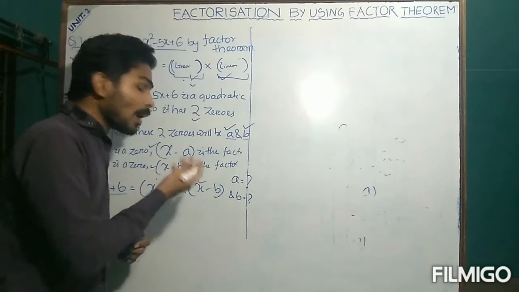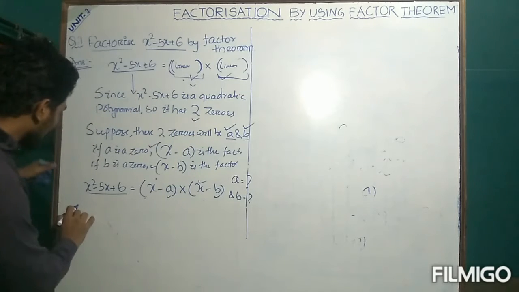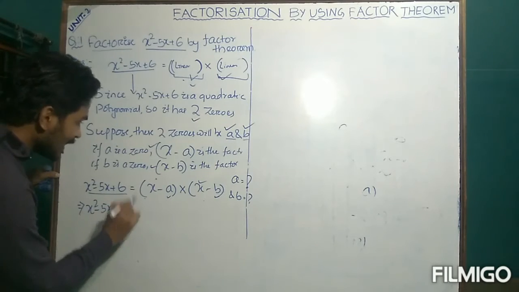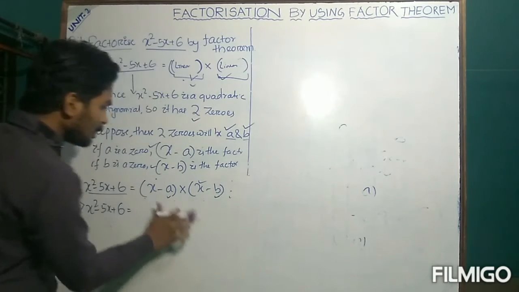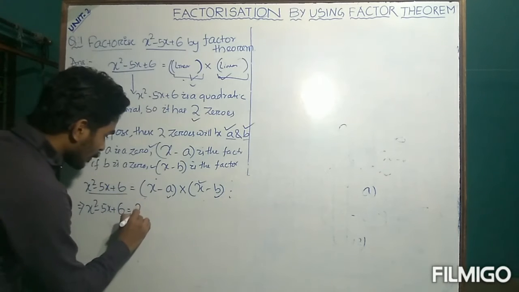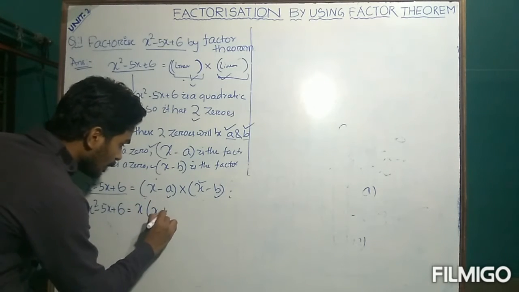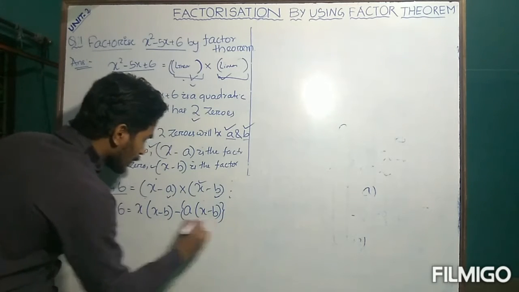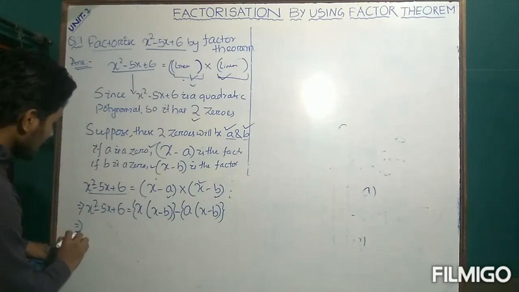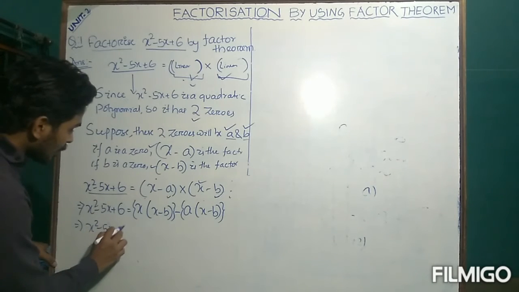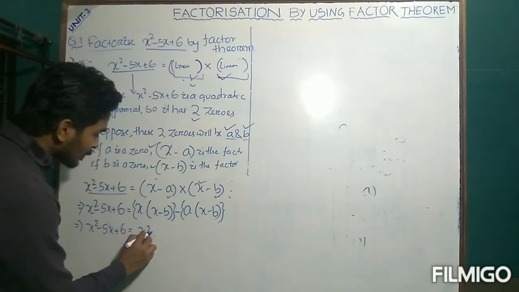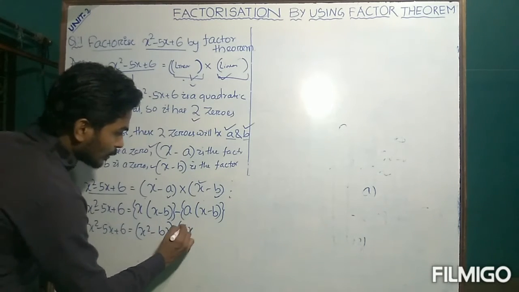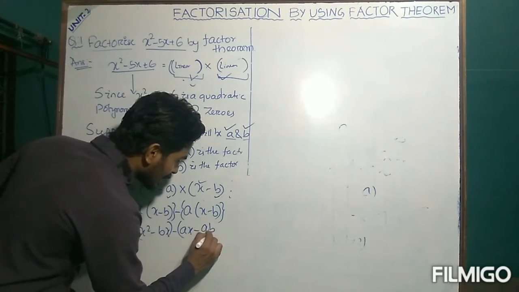This is clear? So how can we find the value of a and b? Let us do that. We can write x square minus 5x plus 6 is equal to, now multiply these two linear polynomials using the distributive law, x minus a into x minus b. So finally x square minus 5x plus 6 will be x square minus bx, then minus ax. Do not open the bracket until you solve inside the bracket.